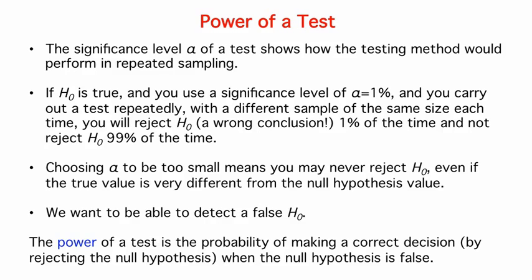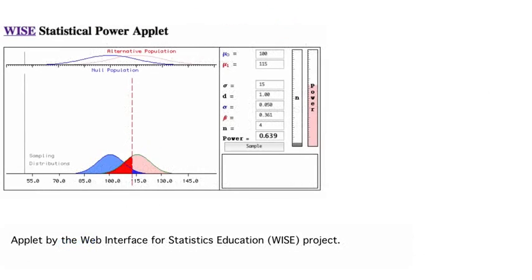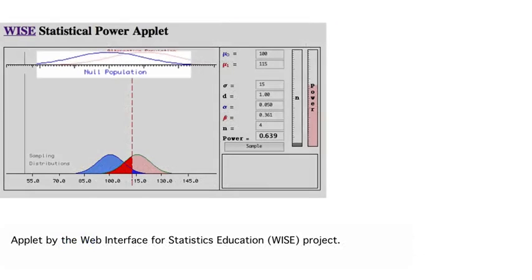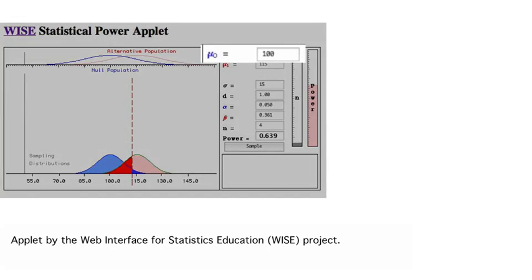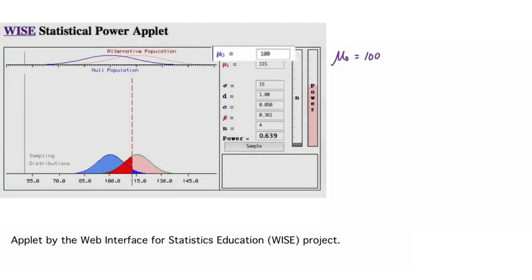So, what do we need to do in order to get higher power? We'll investigate this question using the saplet. For simplicity, the saplet assumes that all distributions of data are normally distributed. The blue normal distribution at the top, labeled the null population, represents our theoretical world model under the assumption that the null hypothesis is true. Here, our hypothesized value of the mean is mu naught, which is 100, and is the center of this distribution.